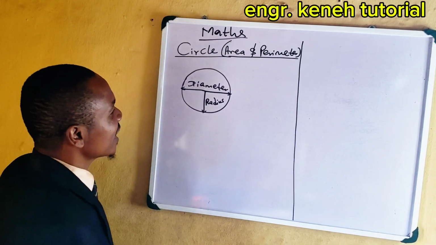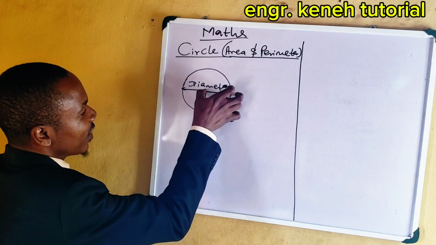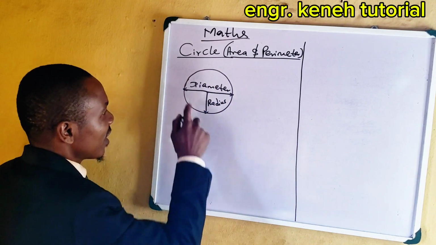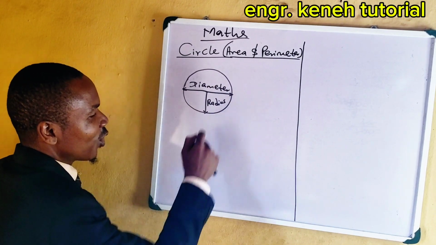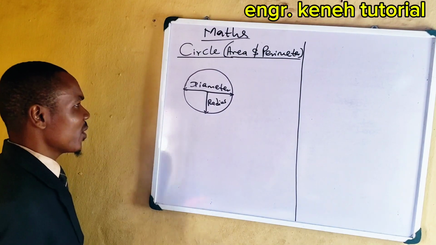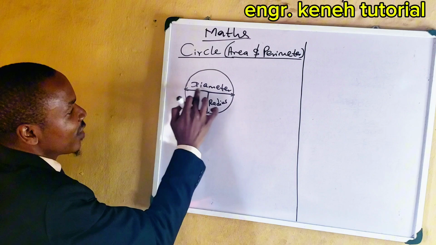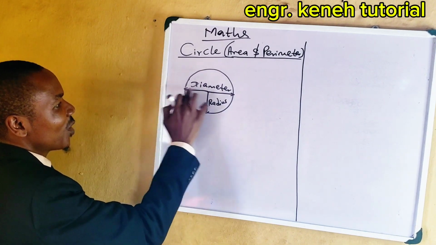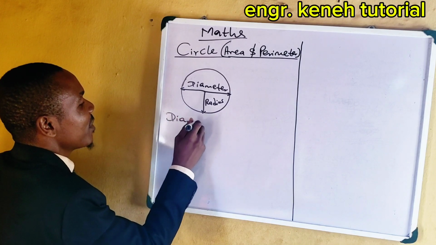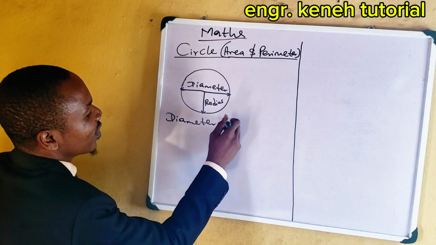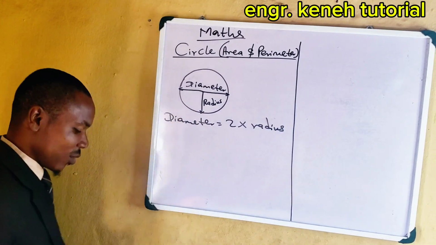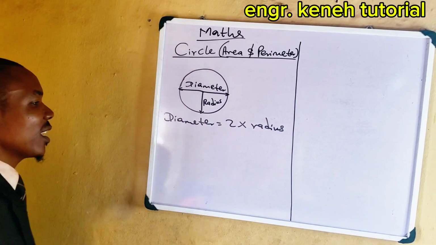All right, when you look at this now, you notice that from here to this place is a radius. From here to this place is also a radius. That means that for you to have a diameter, you are going to cover what? Two radii. Remember, radii is the plural form of radius. From here to here is radius. From here to here is radius. And here is called what? A diameter. That means diameter is equals to 2 times radius. So that is the relationship between diameter and radius.